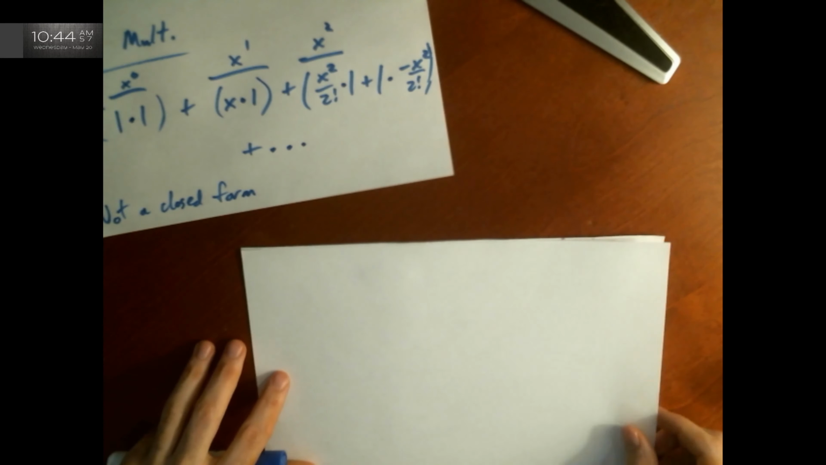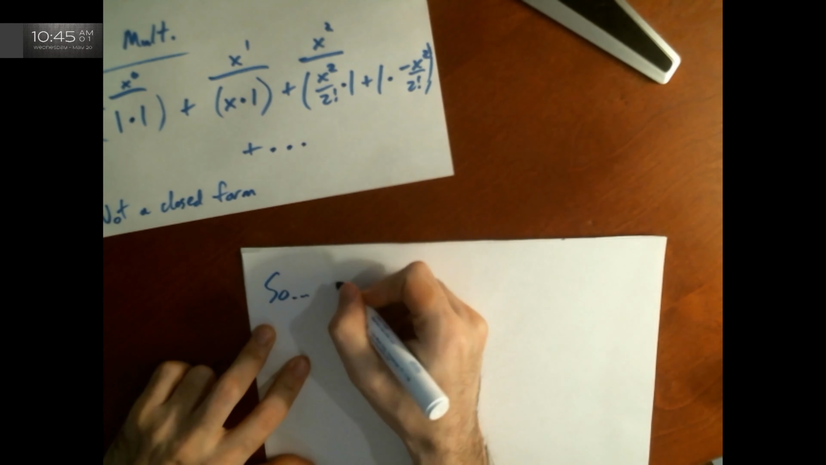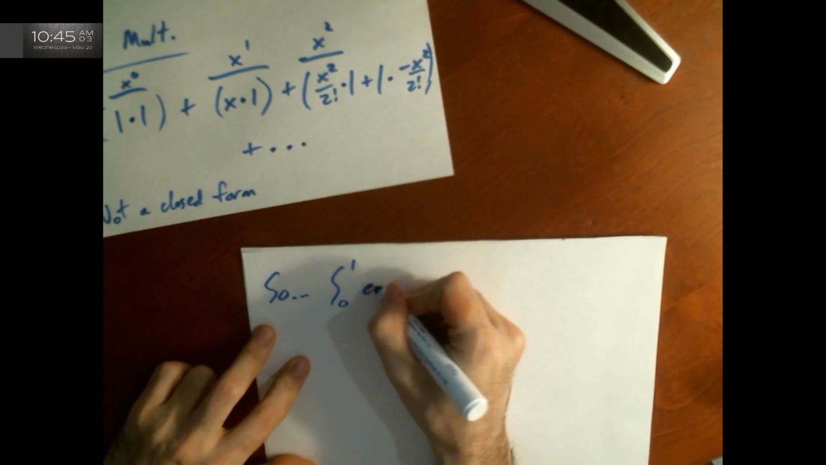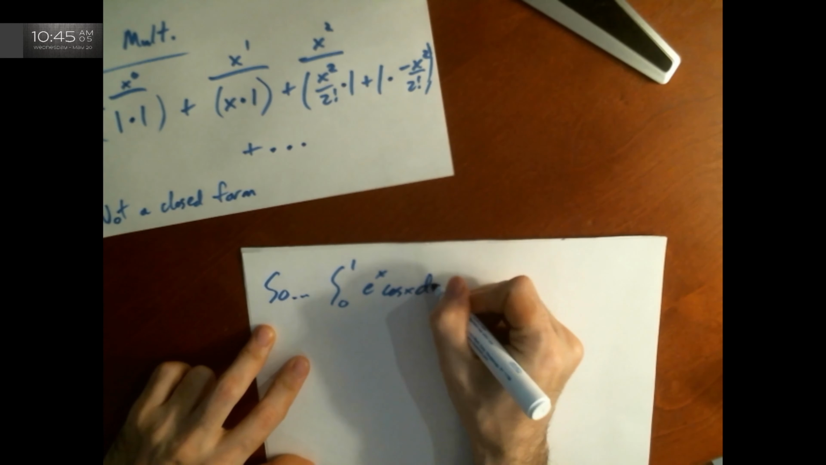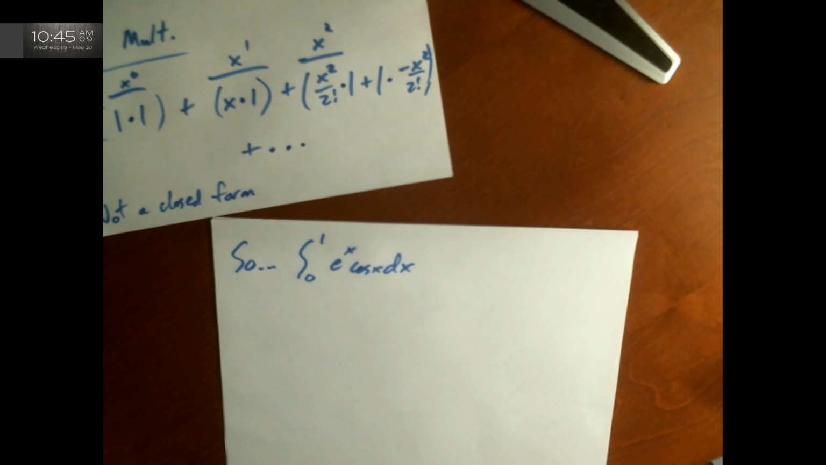Why would we ever want to do this? Well, for example, what if we were trying to integrate from 0 to 1 of e to the x cosine x? You know that you can use integration by parts. You'd use it twice, it'd be a swingy, and that's fine.